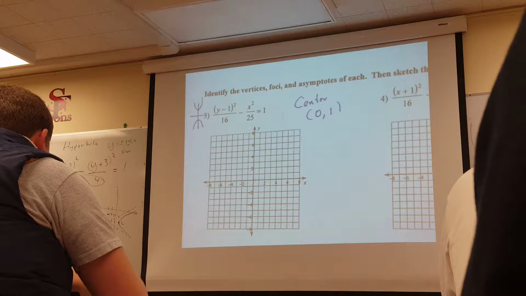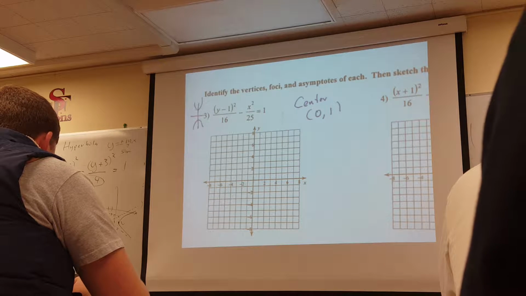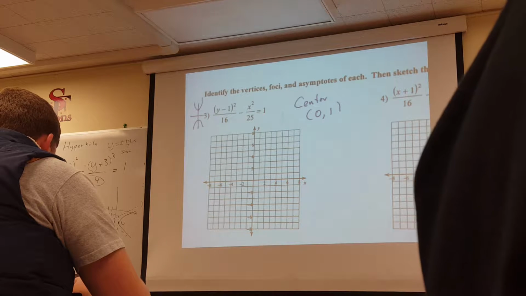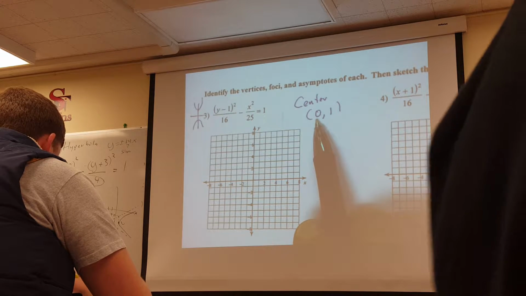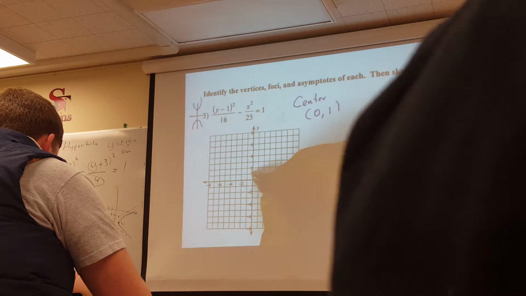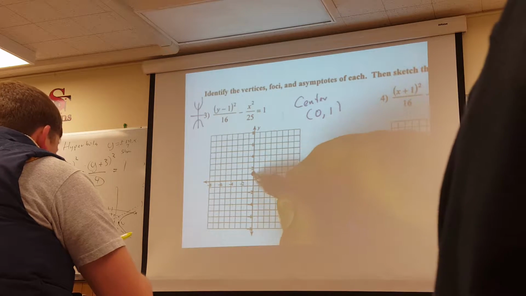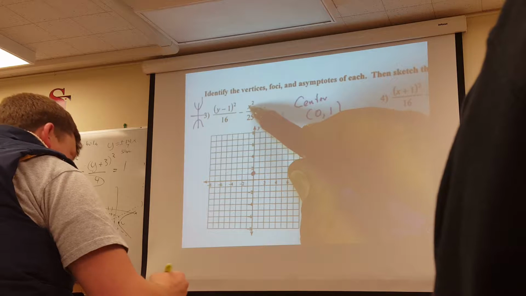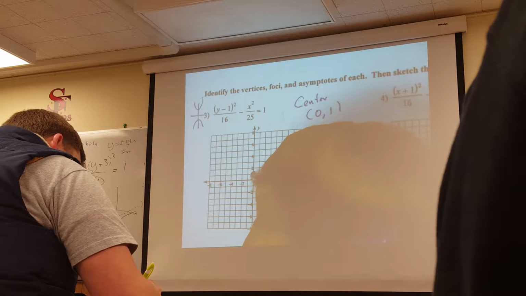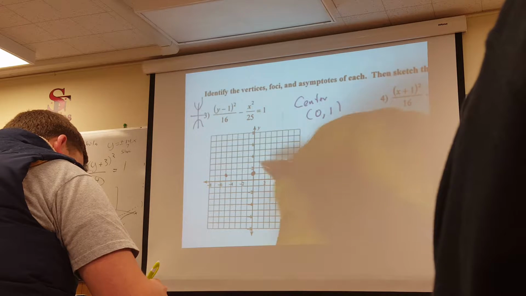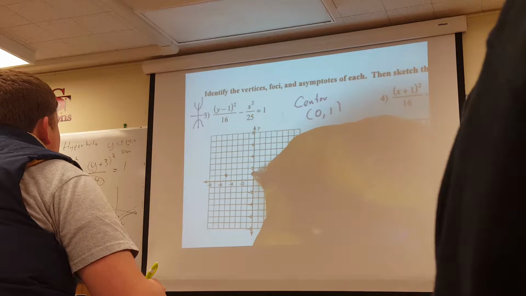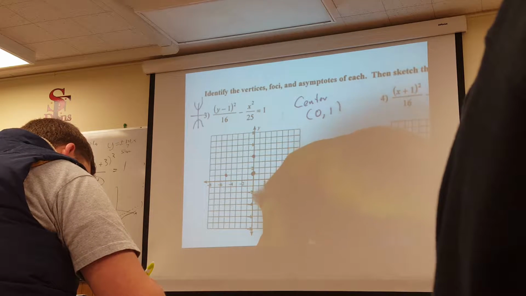See that one? Oh, no, this is the one. This was the x squared was positive minus the y. So if the x is positive, it goes side to side. So now we're at the center, you go to 0, 1, right there. Underneath the x squared is 25, so we go 5 in the two directions. Underneath the y squared is 16, so you go up 4 and down 4.